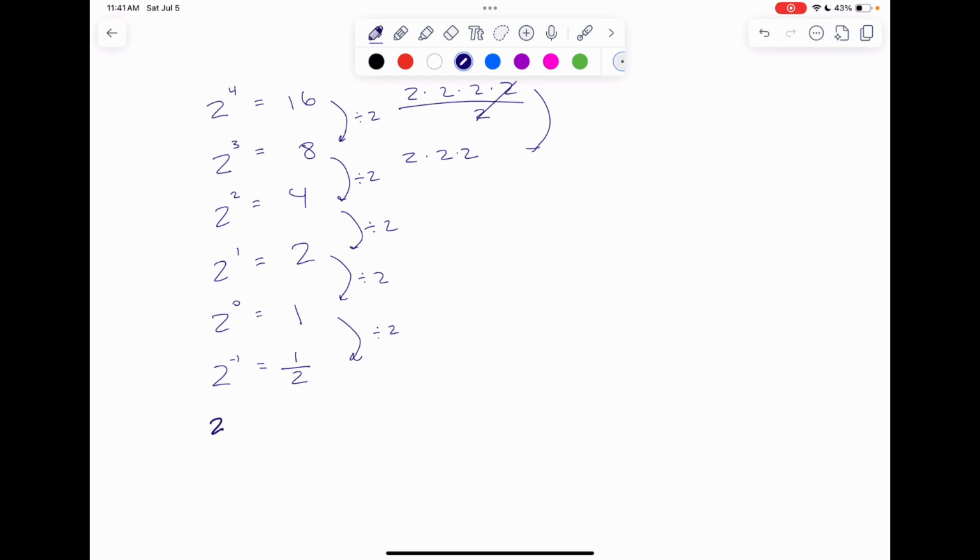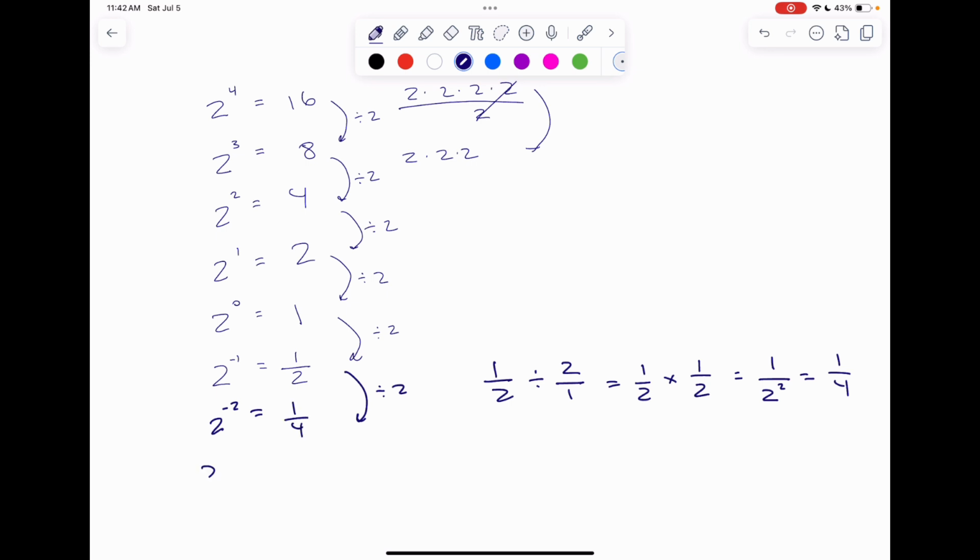Well, how about 2 to the negative 2? Well, what's that going to be? I'm just going to take my number and divide it by 2 again. What's 1/2 divided by 2? Well, let's remember: keep, change, flip, and that's over 1. So if I flip it, it's 1/2 times 1/2, or 1 times 1 over 2 times 2, 2 squared, or 1 over 4. All right, that's going to be 1 over 4.